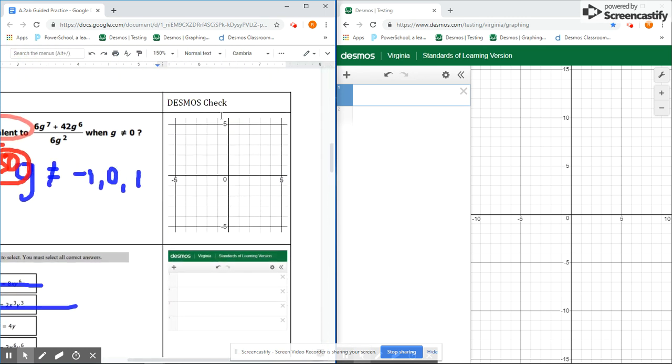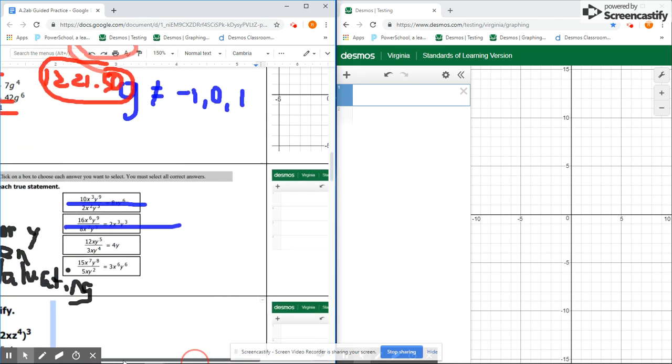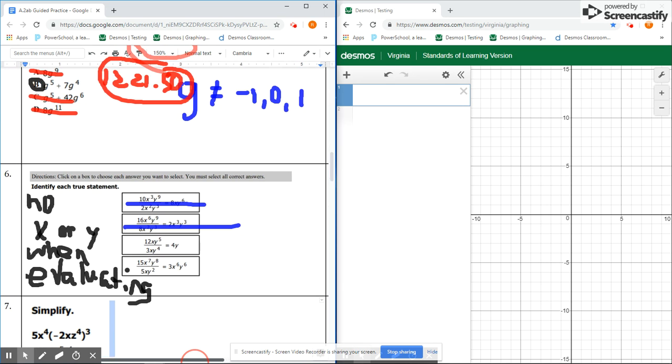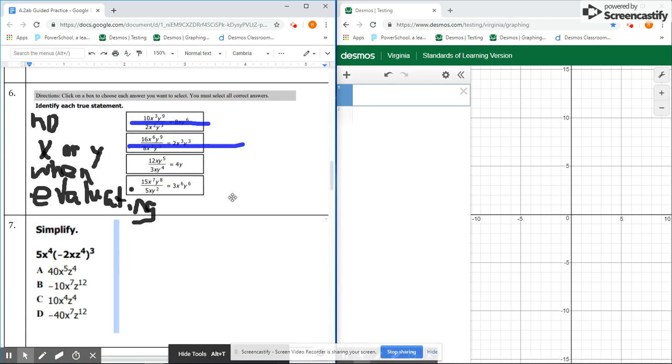Remember that we are supposed to be checking on Desmos, so you can plug this in and write down what you had here for your answer. That way you can double check it and get full credit for today's guided practice.